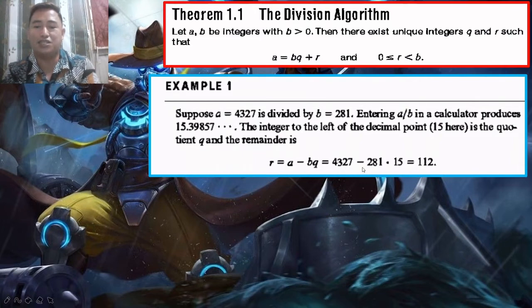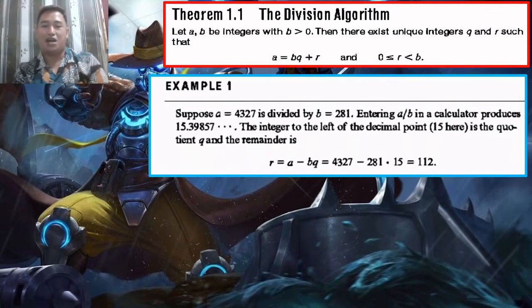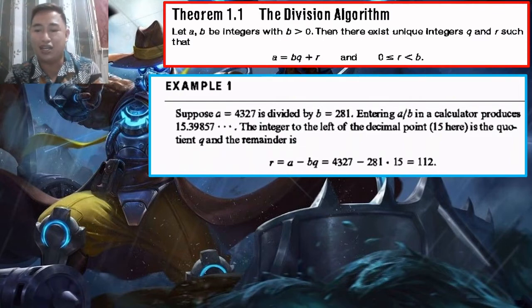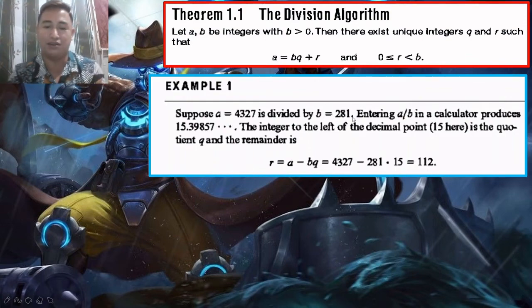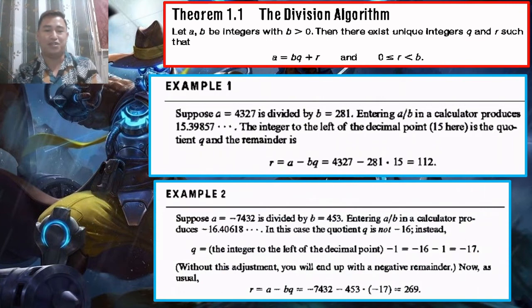So ang result class kani, i-minus lang ani, calculate lang nato. So the answer is 112. So that is the R, the remainder. Okay, di ba less than siya class sa B which is 281. Okay, so correct na siya. Okay, next example number 2.